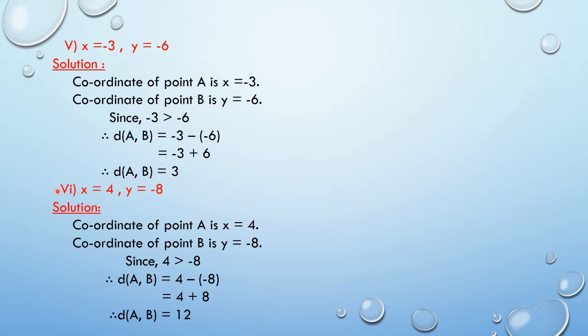And question 6, x is equal to 4 and y equal to -8. Then the solution: the coordinate of the point A is x equal to 4 and the coordinate of the point B is y equal to -8. Since 4 is greater than -8, the distance of AB equals 4 minus -8, that is equal to 4 plus 8 is equal to 12. Therefore, the distance of AB equals 12.